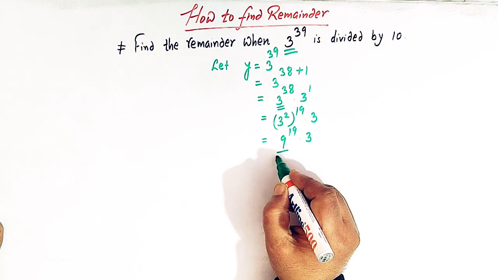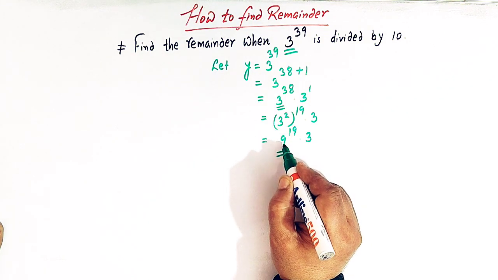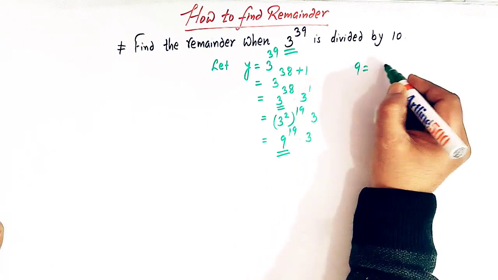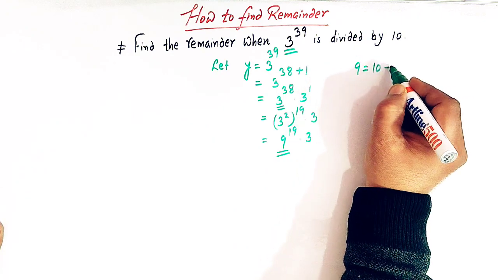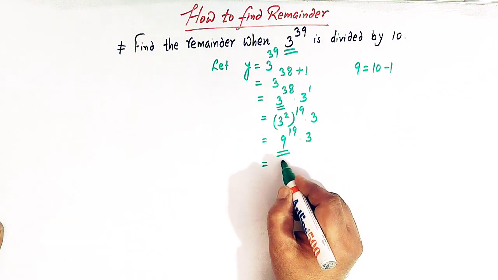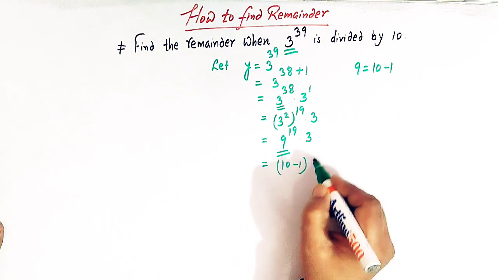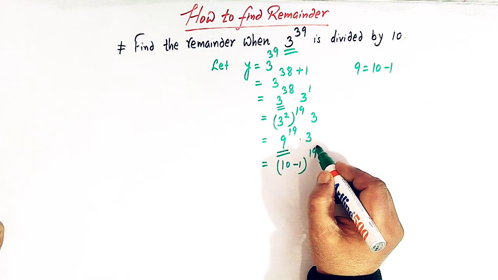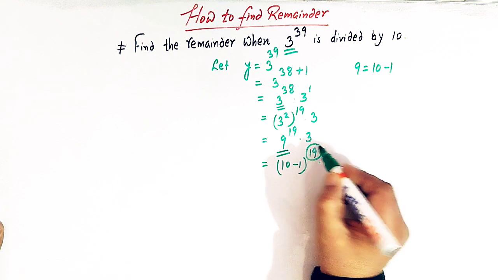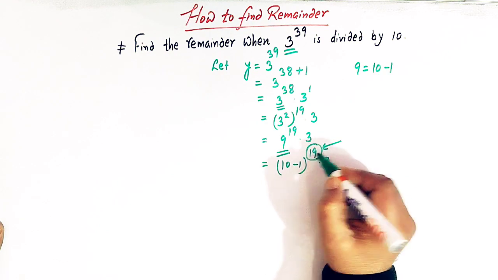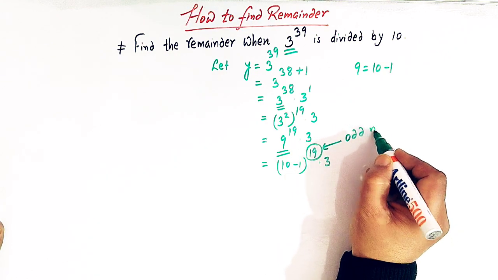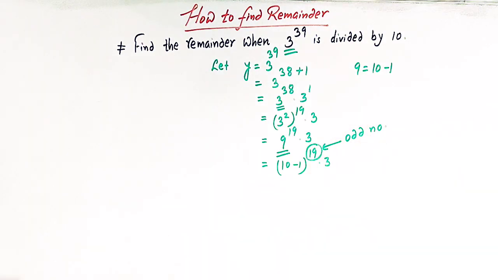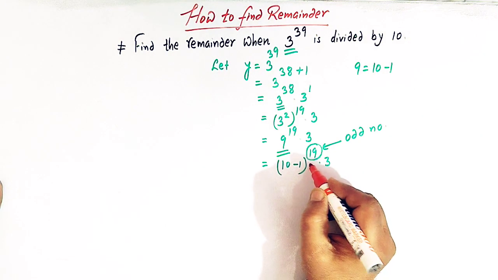Now here we'll use the concept. 9 can be written as 10 minus 1. So we can now write (10 minus 1) raised to 19, times 3. Now see, here we have this exponent 19, which is an odd number. We have already solved this type of problem in our earlier videos, and here we'll use the concept.